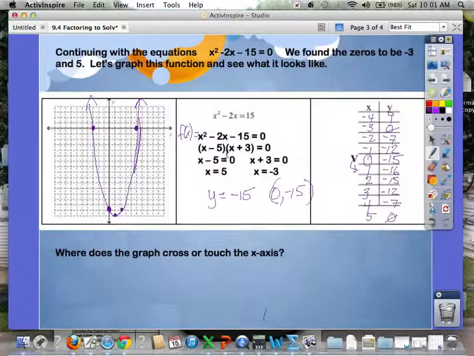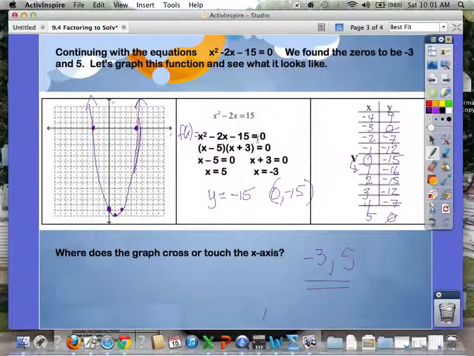All right, so where does a graph cross or touch the x-axis? The graph crosses or touches at -3 and 5. Okay, those are your roots, your zeros, your solutions, your x-intercepts. Notice how they are opposite from what's inside those parentheses. So if you notice, the factors are the opposite of what the solutions are.